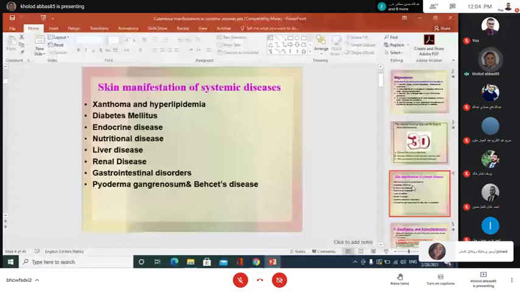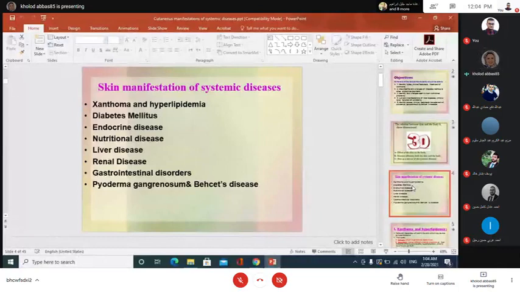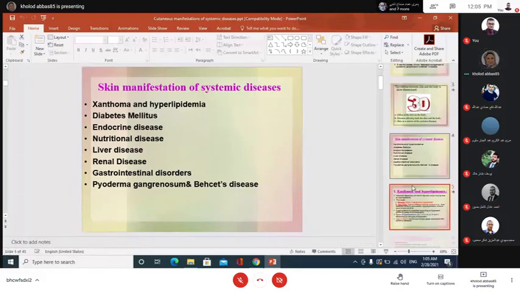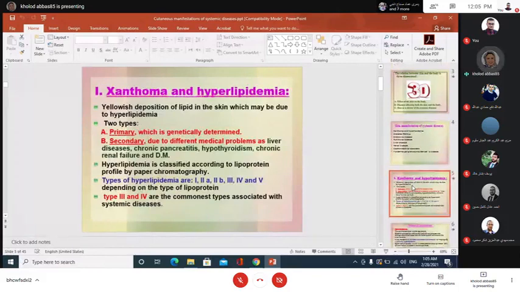The most common systemic diseases we'll talk about are xanthoma and hyperlipidemia, diabetes, endocrine disease, some examples of endocrine disease, examples of nutritional disease, liver diseases, renal diseases, GIT, and last, pyoderma gangrenosum and Behçet disease. First of all, we'll talk about xanthoma and hyperlipidemia.